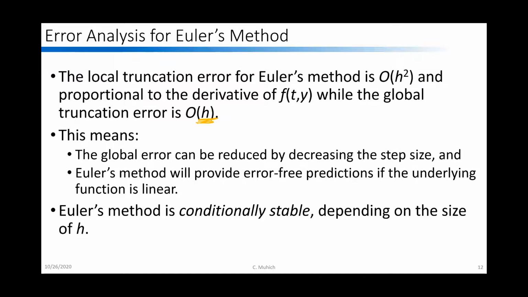So Euler's method, as we'll see in a second, is going to require relatively small h for a high accuracy, but it's guaranteed, if we use a small enough h, to give us a correct answer.